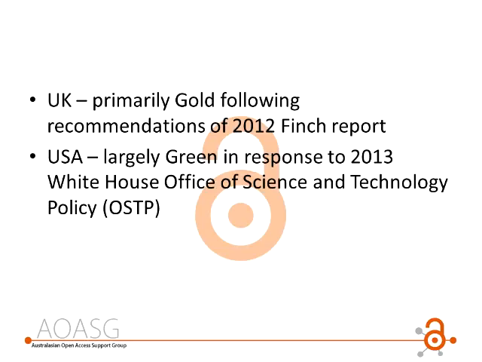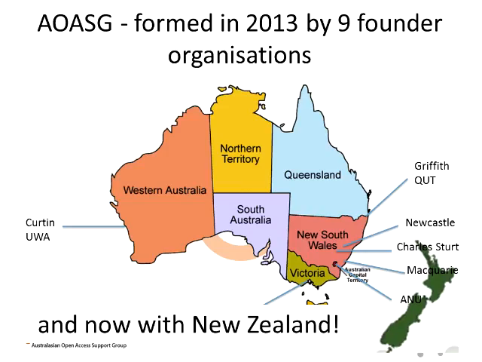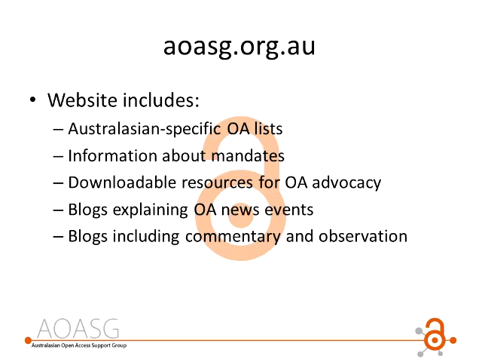Okay, so let me just move on to the last little bit. What is the Open Access Support Group? We were founded in 2013 by 9 founder organisations. But we now have New Zealand, so we've just become the Australasian one. We have a number of things that we aim to do. We want to be at the source of good information on open access here, particularly in regard to mandates and at the level of the funders.